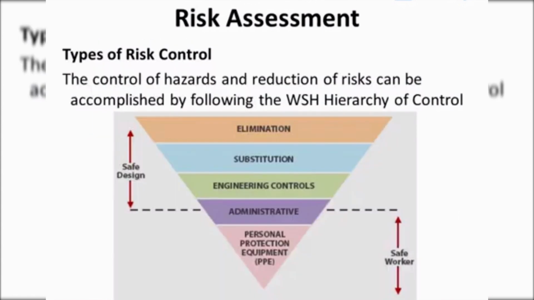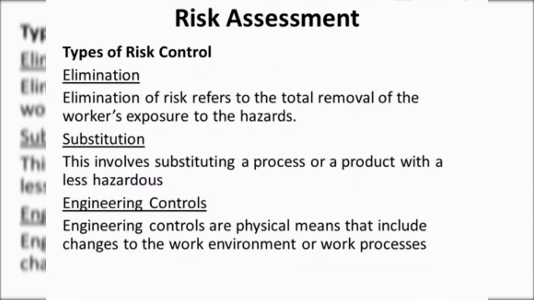Risk assessment. Types of risk control. The control of hazards and reduction of risks can be accomplished by following the WSH hierarchy of control. Elimination: elimination of risk refers to the total removal of the worker's exposure to the hazards. Substitution: this involves substituting a process or a product with a less hazardous one. Engineering controls: physical means that include changes to the work environment or work processes.